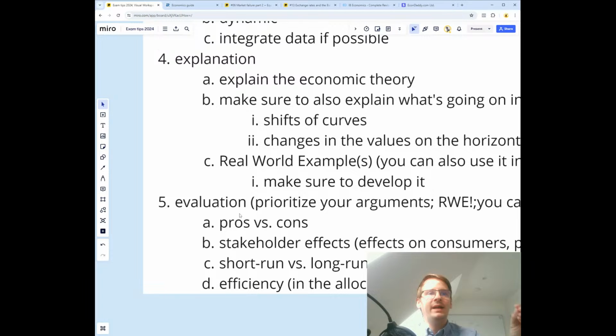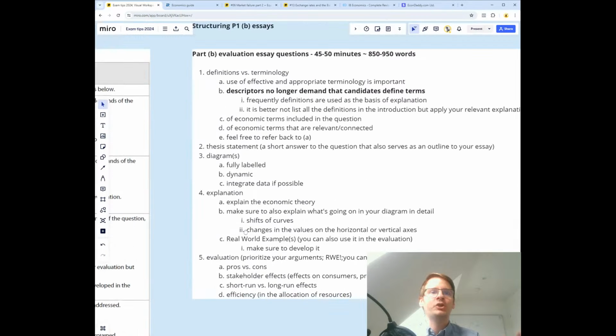Now, I know that evaluation in my structure is the last one, but that's not to say that you couldn't perhaps answer the question in a way with diagram, explanation, and then an evaluation. And perhaps if you're talking about an alternative policy, then you'll have yet another diagram, yet another explanation, and then yet another part for the evaluation. Okay, so this is the structure of what should be there in your essay. How you play with these parts is up to you, but I'm telling you that these parts you should have in that paper one part B to get close to maximum marks.